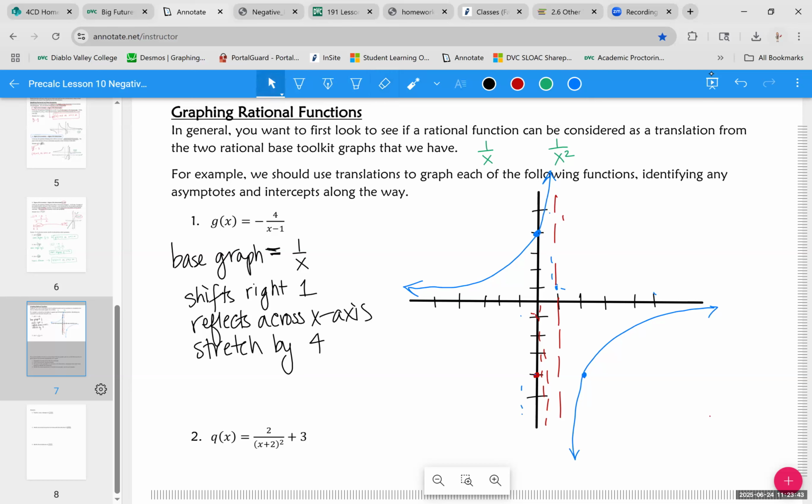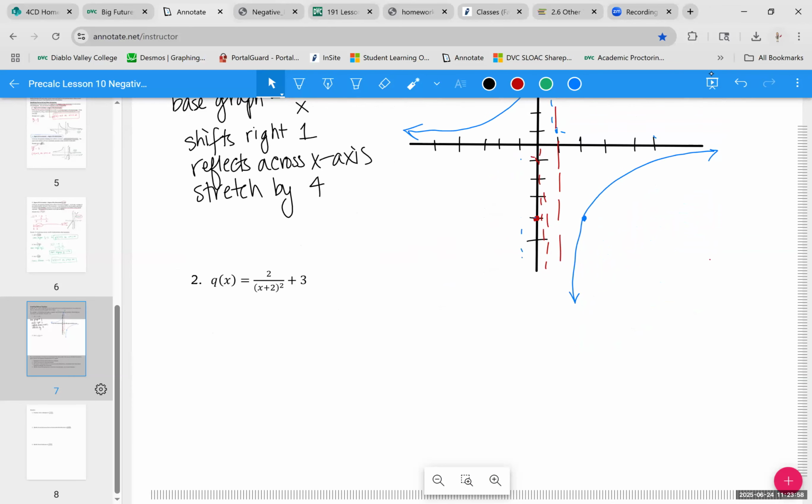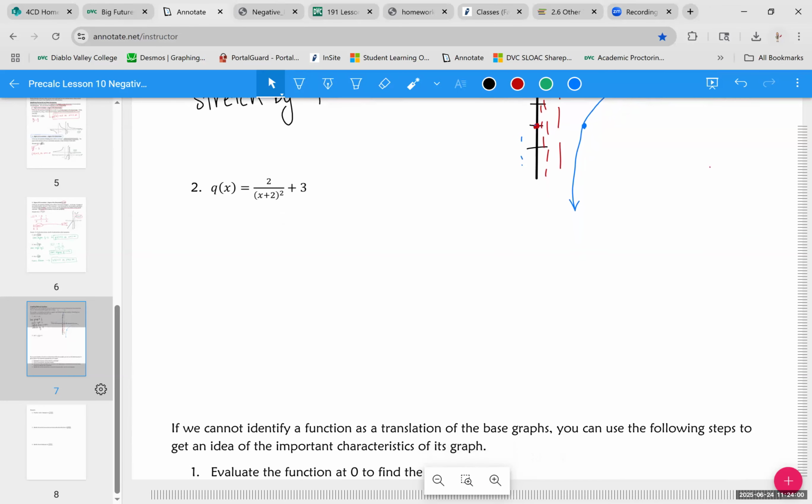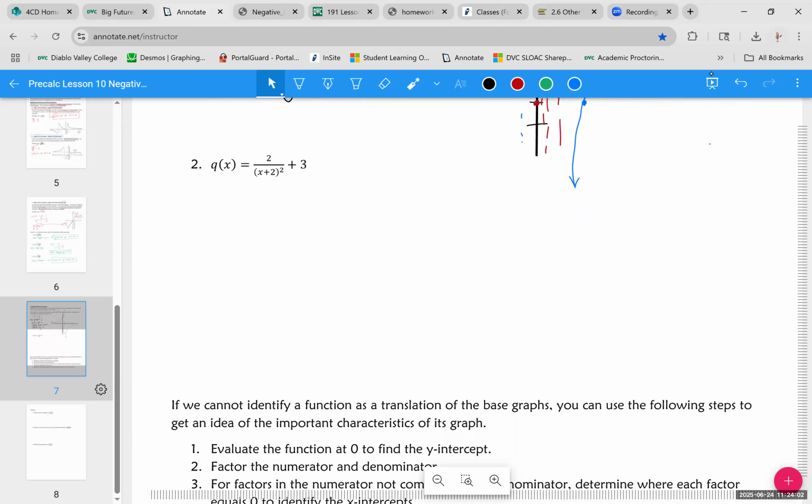So that's kind of the process I want you to use. I don't want you to spend time point plotting a whole bunch of points. I want you to know what that base graph looks like and then know what translations are going to do and how they're going to move it. So let's do one more here with number 2.